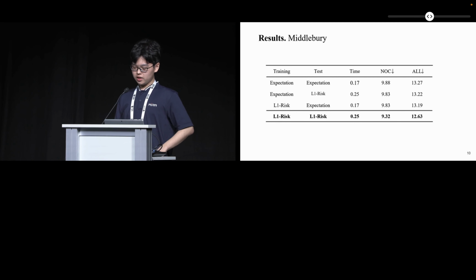We perform ablation studies on Middlebury to compare the expectation and the L1 norm risk minimization for disparity prediction at training and test time. Even with expectation minimization at training time, we slightly improve the matching accuracy with L1 norm risk minimization at test time. Yet, if we use the L1 norm risk minimization both at training and test time, the best accuracy is achieved under all metrics. More experiments can be found in the paper.